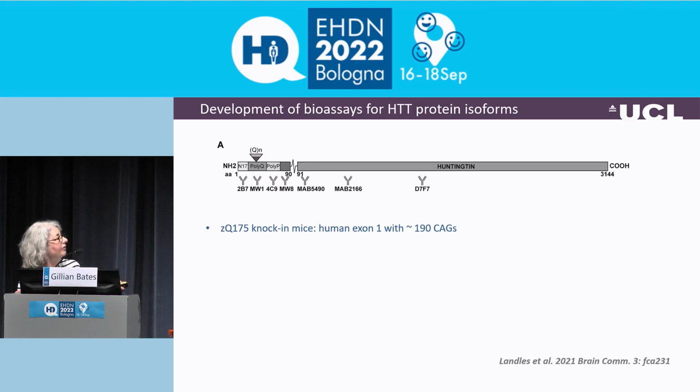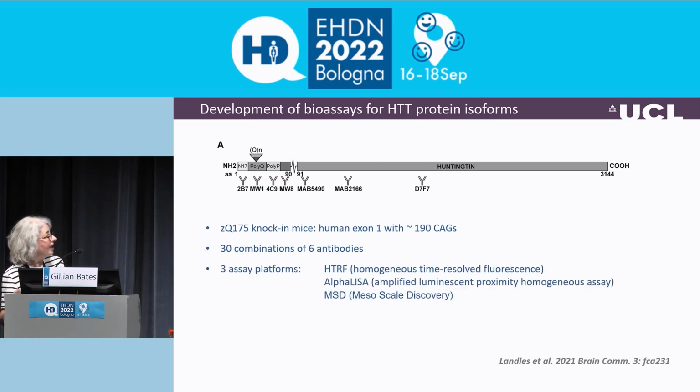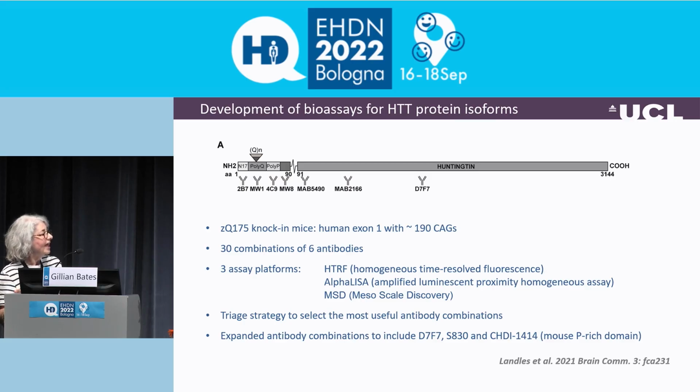C-terminal in the sequence. So he started off with 30 combinations of these in order to increase the number of assays that were available and build on the ones that were already out in the literature. He used 3 assay platforms, HTRF, AlphaLISA, and MSD, used a triage strategy to select the most useful antibody combinations, and then expanded this over the last couple of years to include more antibodies.